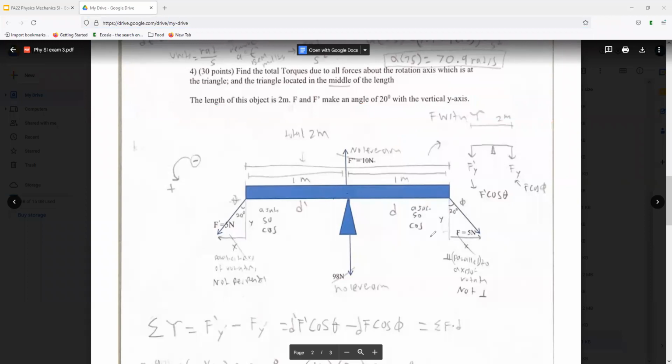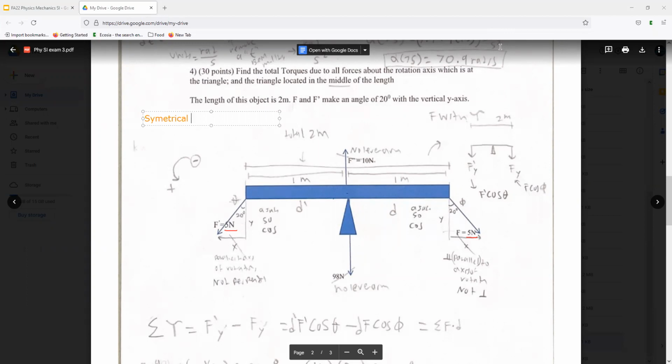Then we have this torque problem. This one's actually pretty easy, because notice that this F is 5 newtons and this one's also 5 newtons. So they're the same. They're also at the same angle, so it's very symmetrical. That's just something that you want to note.